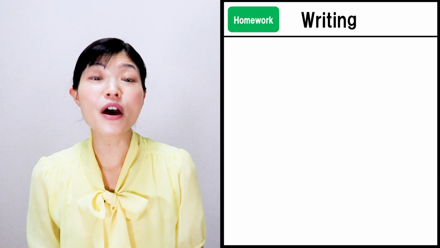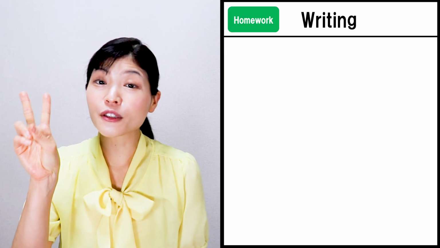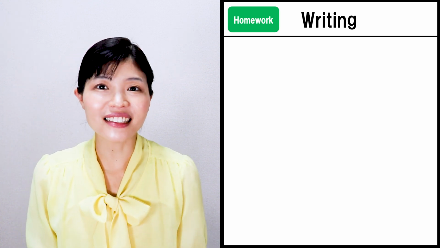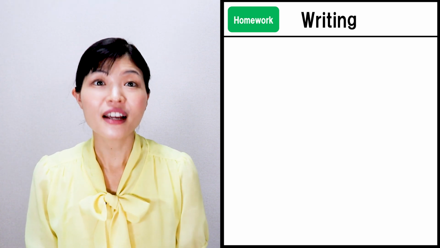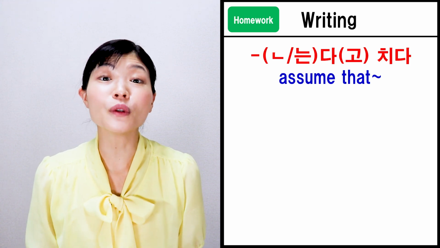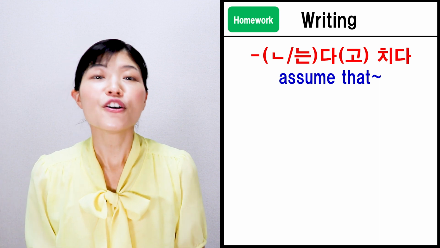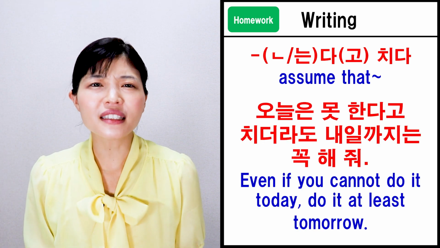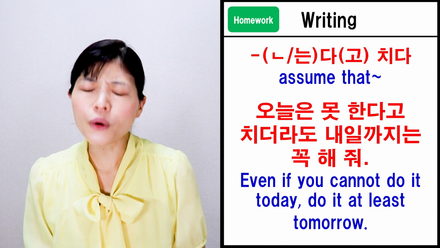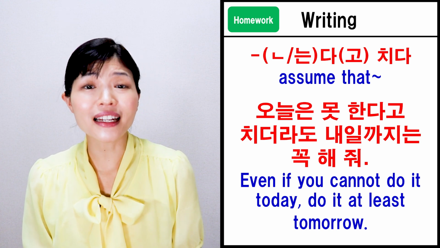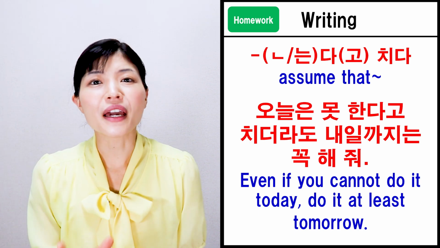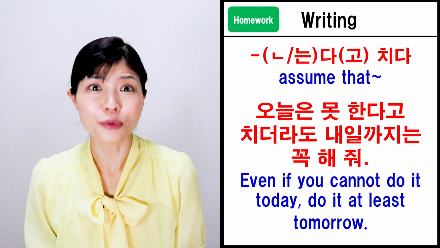Now, I will give you the homework. There are 2 kinds of homework as usual. First, please make 3 sentences using today's grammar. For the first sentence, please use 니은, 는다고 치다. Assume that. For example, 오늘은 못한다고 치더라도 내일까지는 꼭 해줘. Even if you cannot do it today, do it at least tomorrow. You can tell how serious she is, right?